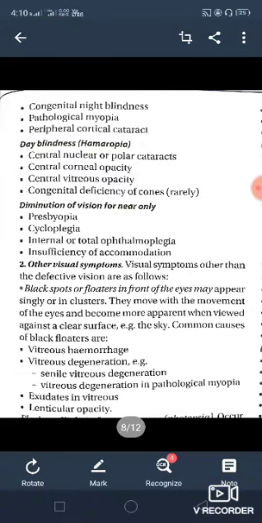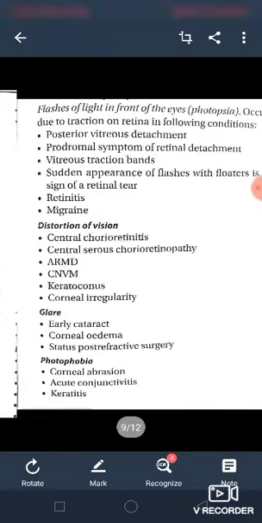The other visual symptoms other than the defective vision are as follows. The black spots or floaters in front of the eyes may appear singly or in clusters. They move with the movement of the eyes and become more apparent when viewed against a clear surface, for example, the sky. Common causes of black floaters are vitreous hemorrhage, vitreous degeneration, for example, senile vitreous degeneration, vitreous degeneration in pathological myopia, exudates in vitreous, lenticular opacity.